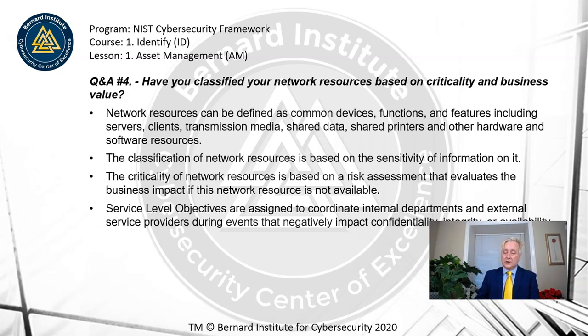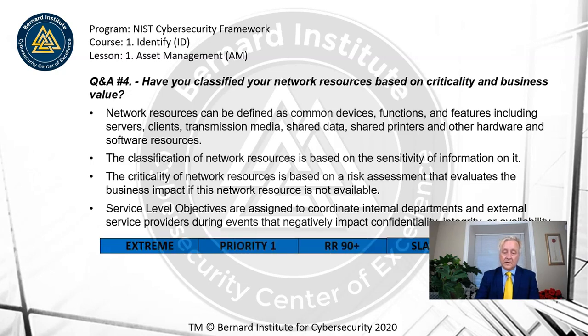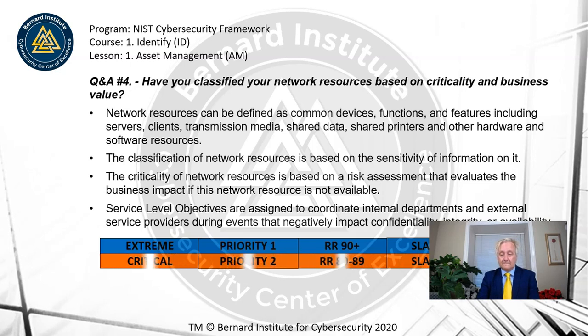You want to make sure that as your program matures, you have that integrated into your procurement exercises or service management processes. Some examples. Extreme, priority 1, has a risk rating of 90 plus, and we'll talk about risk ratings when we do risk assessments. The service level objective is a response within 2 hours, or to be completely resolved within 2 hours. A critical event, priority 2, is a risk rating of 80 to 89. We expect it to be resolved within 4 hours.